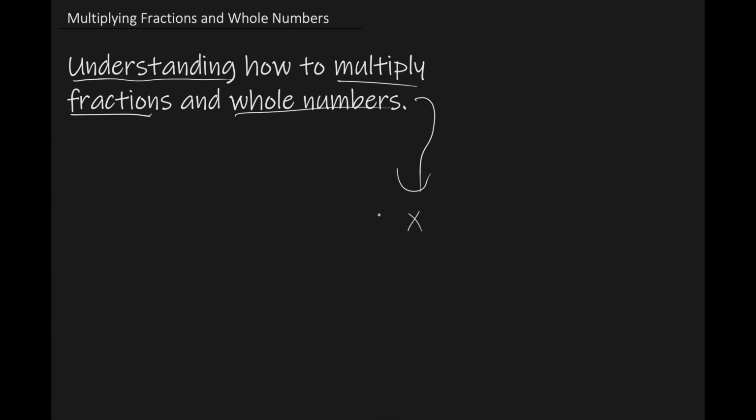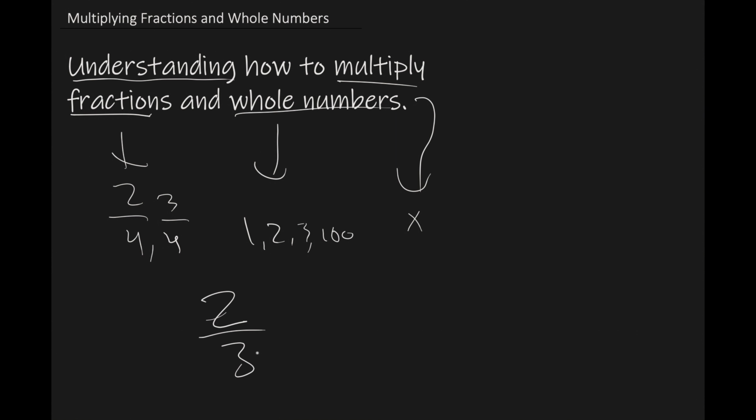And fractions are, of course, 2/4, 3/3, 3/4, all that stuff. Those are fractions. And whole numbers are 1, 2, 300. All those are whole numbers, right? So any number that is whole and any number that is a part of a whole. Those are those two definitions. But we're not going to be just doing 2/3 times 3/4 and 1 times 2. No, we're going to be doing something like 2/3 times 4. Okay, so let's go ahead and get started.